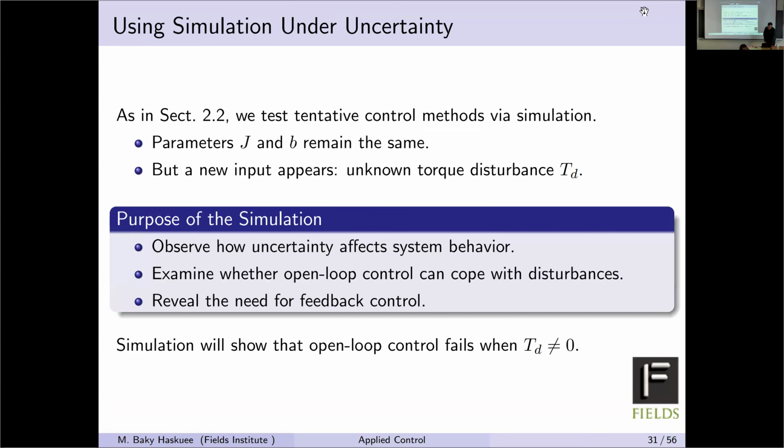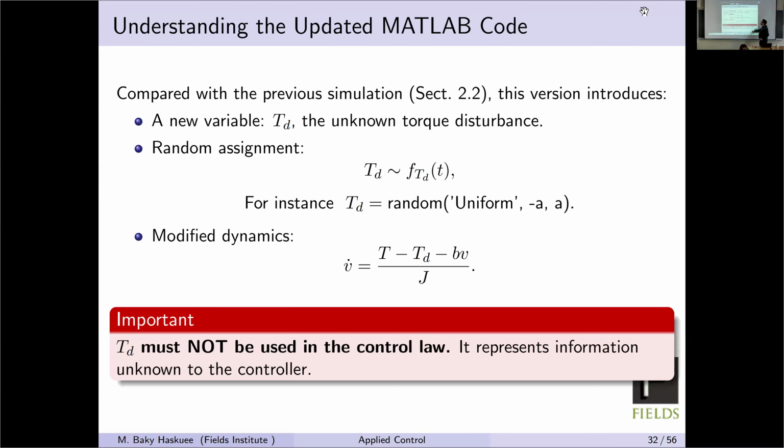Okay? So now I will use the simulation under uncertainty. Okay? So I will use all the information that I had. J was the inertia, B was the viscous friction, all of them the same, but I will insert the TD, which I will assume is not equal to 0, and I will assume a uniform distribution for that. So I assume that TD is distributed, for example, uniformly between minus A and A. Okay? So then the dynamics of the system will be this one.